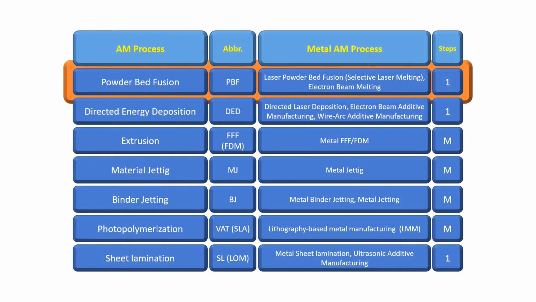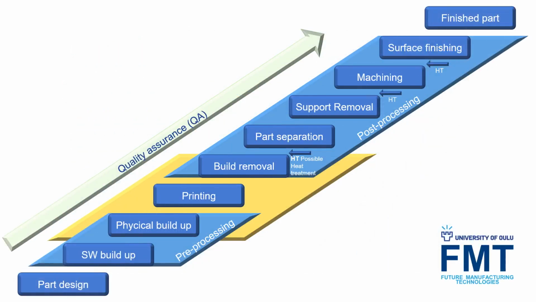Did you know that AM processes are divided into 7 categories, and all of these have one or more commercial metal AM methods? Over 18 different metal additive manufacturing processes are known. However, laser powder bed fusion is by far the predominant metal AM method at present, so this presentation will focus on the post-treatments used with the laser powder bed fusion method. Of course, all post-processing methods are independent processes, so they can be used with other methods as well.